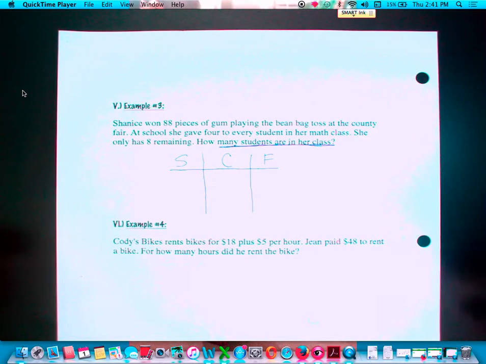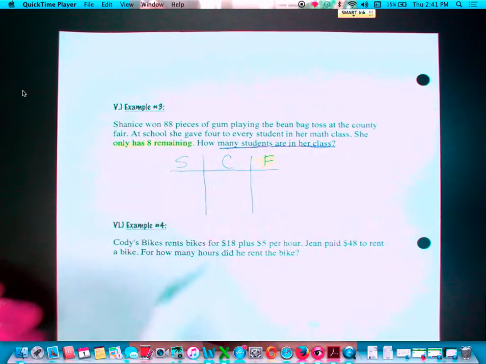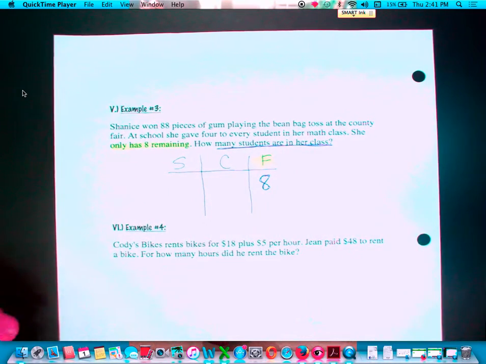Because she gave 4 pieces of bubble gum to everybody in her class. She had 88. She gave 4 to every student in her class. She has 8 remaining. So where did she end up? What did she finish at? So let's find this out. So she has only 8 remaining. So she finished up at 8. That's what it equals. She was nice enough to give away her pieces of gum. How many did she start off with?